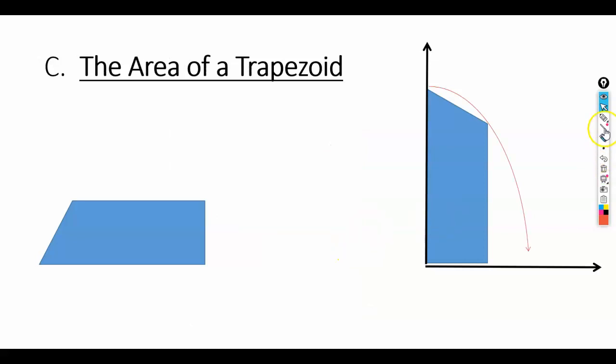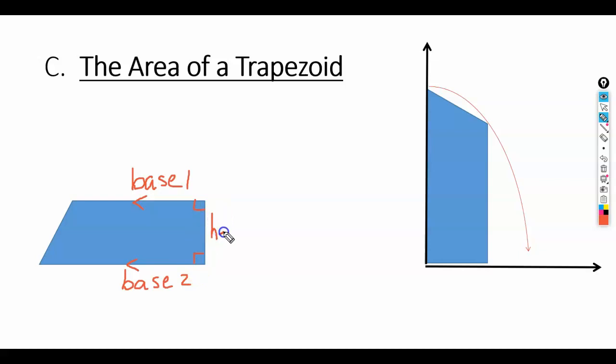So let's review from geometry, how do you find the area of a trapezoid? First of all, on a trapezoid, the parallel sides are called the bases. Now that's an unfortunate word, and I'll explain why in a minute. But they do call the parallel sides the bases. And you have 2 of them. You have a longer one and you have a shorter one.